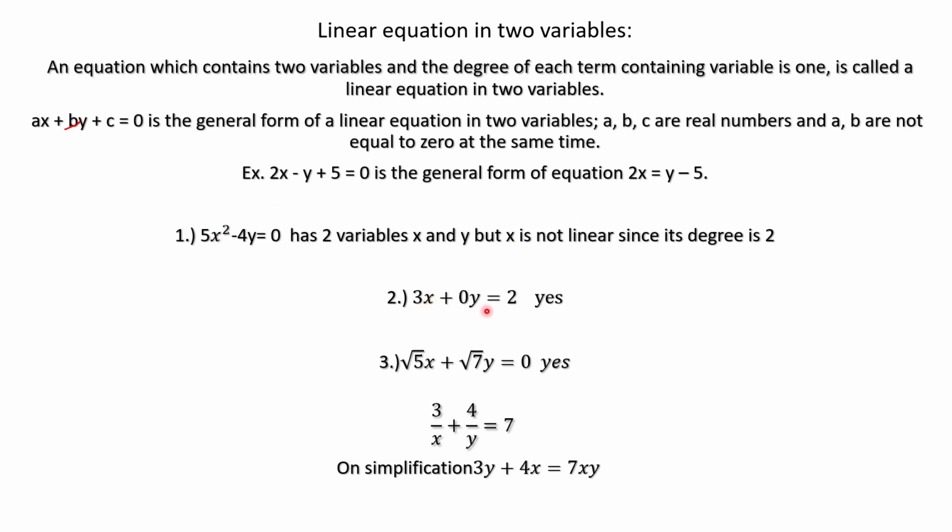Now, 3x plus 0y equal to 2. Yes, see, here we have 0y, but our condition is a and b are not equal to 0 at the same time. So one of them can be 0. So 3x plus 0y equal to 2, yes, this is a linear equation. Now here, root 5x plus root 7y equal to 0. Yes, this is a linear equation. See, root 5 is a real number, root 5 is the coefficient. So the power of 5 or 7 does not matter. What matters is the power of x and y.